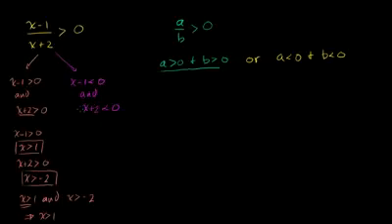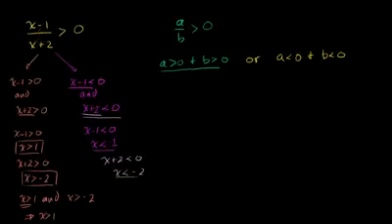If x minus 1 is less than 0, if we add 1 to both sides of that, that's the same thing as saying that x is less than 1. So that constraint boils down to that constraint. Now this constraint, x plus 2 is less than 0. If we subtract 2 from both sides, we get x is less than minus 2. So this constraint boils down to that constraint.